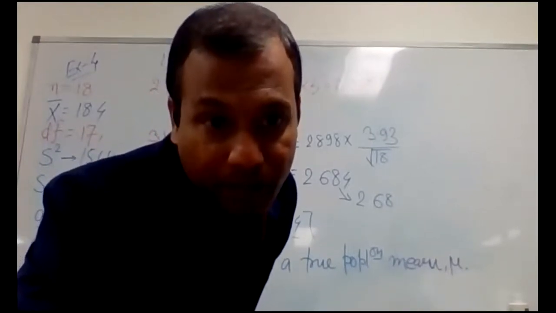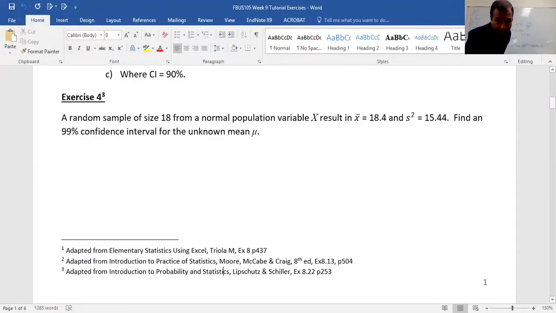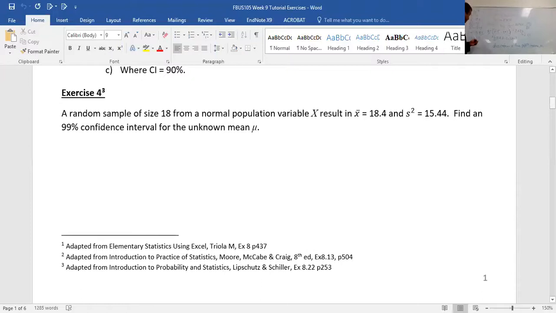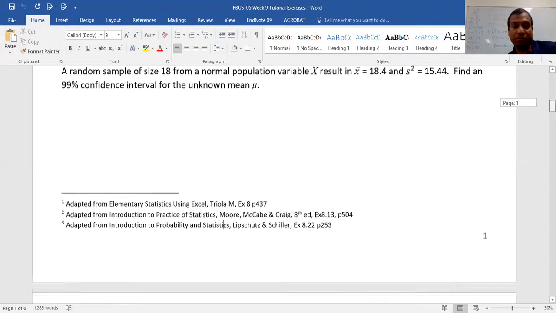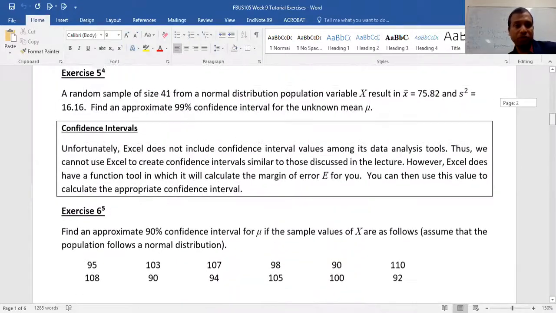Is that clear? They were asking to find a 99% confidence interval for the unknown population mean mu. That's why we did this generalization. So with this interval, it does contain the true population mean, that is mu. So that is exercise number 4. How many are remaining? Okay, 2 more to go. Do exercise number 5 fast.